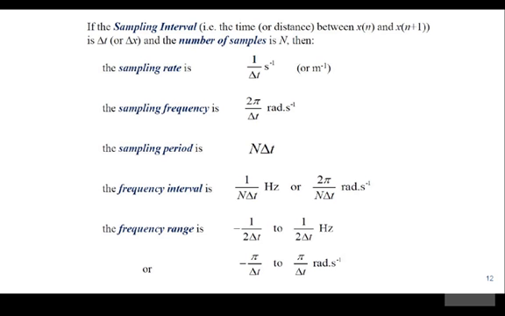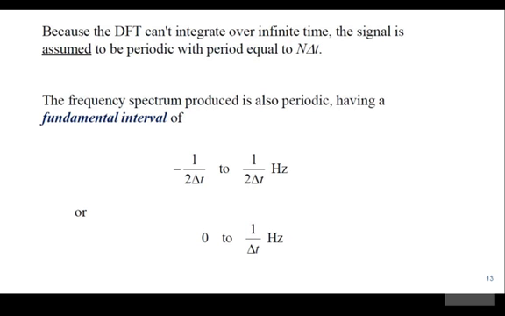So our sampling period is the number of data points that we have. In an image, if it was a 256 by 256 image, in one direction anyway, N would be 256. We'll see this in a minute. And the frequency interval can be calculated using this, and the frequency range goes from minus 1 over twice the delta t up to 1 over twice the delta t.